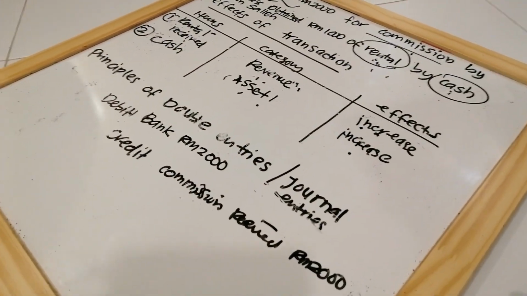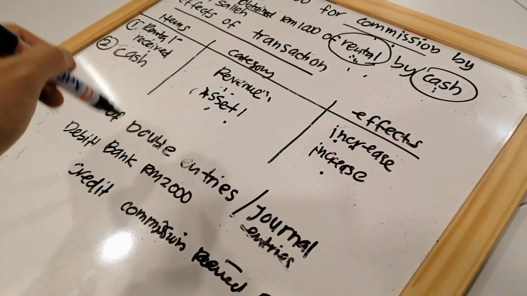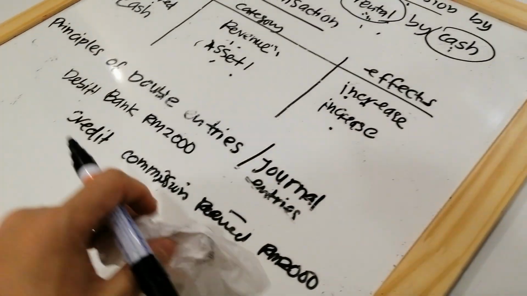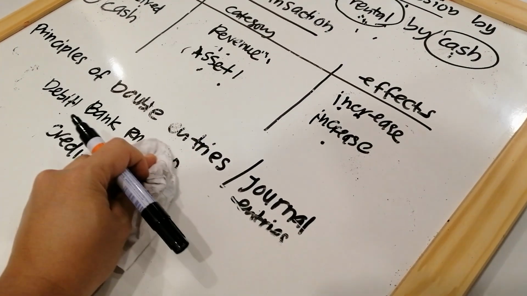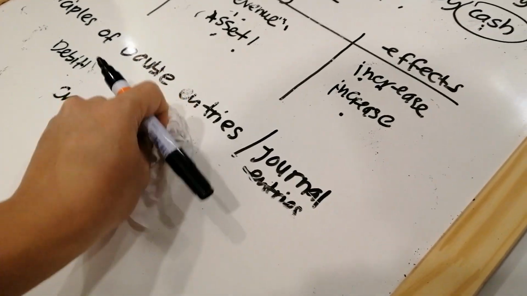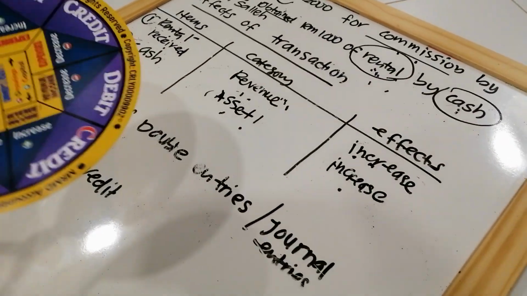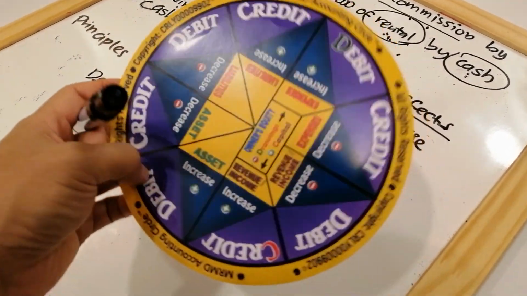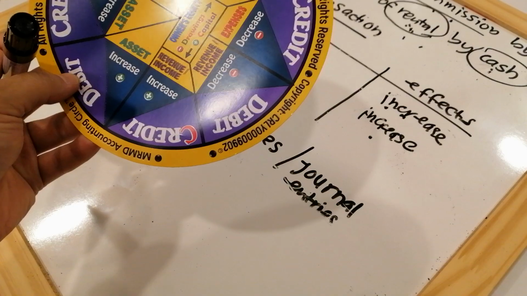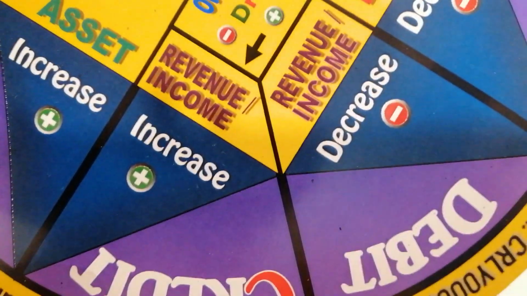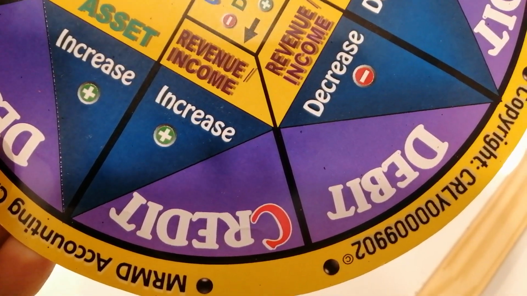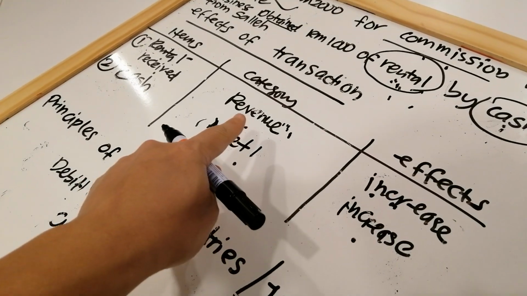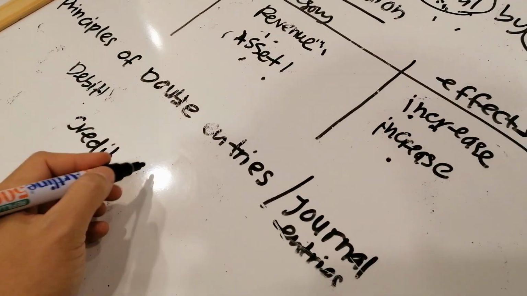Similar with principal double entry, once you have the perfect effects of the transaction, you go to principal double entry. So what's the debit, what's the credit? I think you can predict now. Okay, again using this circle. Okay. So, rental receive, revenue increase. So, you go to revenue. So, when revenue increase, we record under credit. So, you go to credit. Do not credit the revenue. Credit the rental receive.